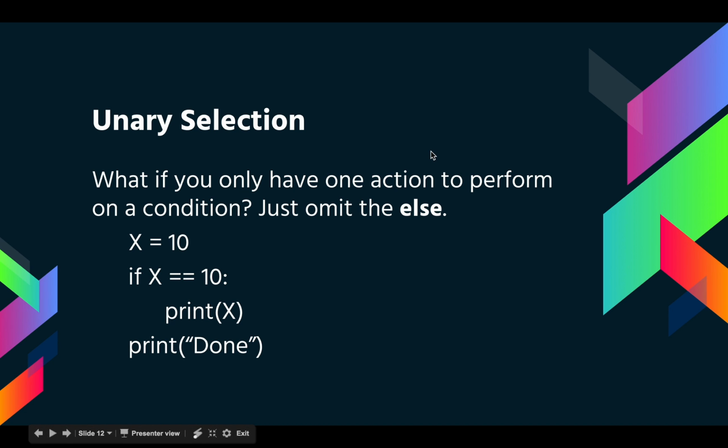Now, perhaps you don't want two things to occur. You want one to occur if the condition is true. In that case, you can just omit the else. That is, here's an example. If x equals 10, you can check to see x, does it in fact equal 10? And then we'll print x, which would be 10 in this case, and then done. If x did not equal 10, it would just bypass this entirely.